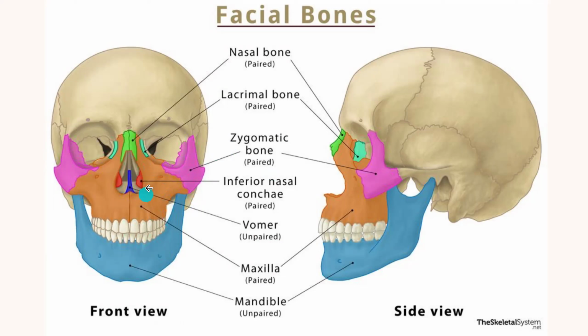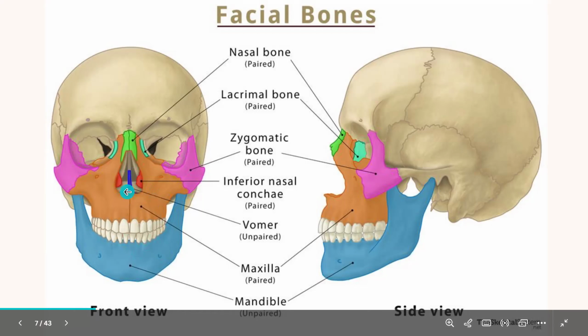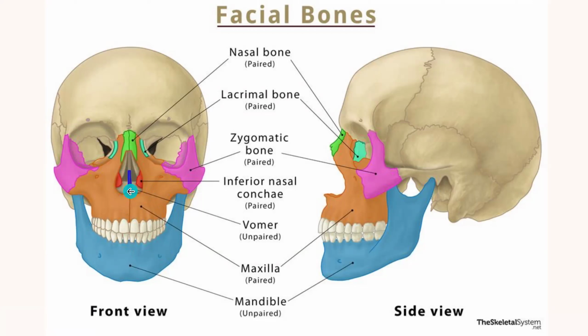Then we have the inferior nasal conchae. The inferior nasal conchae are located in your nasal cavity, and you can see them through the nasal aperture. Okay. Then we have the vomer. The vomer participates in the formation of the bony septum of the nasal cavity. The nasal cavity has two septa, bony septum and cartilaginous septum.